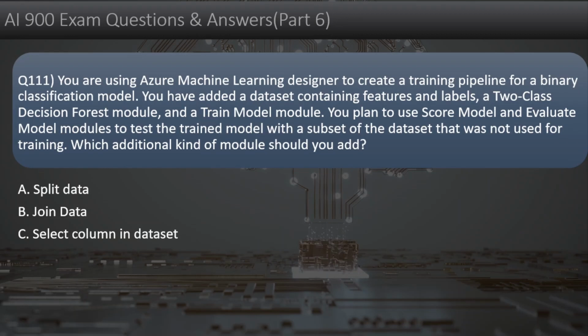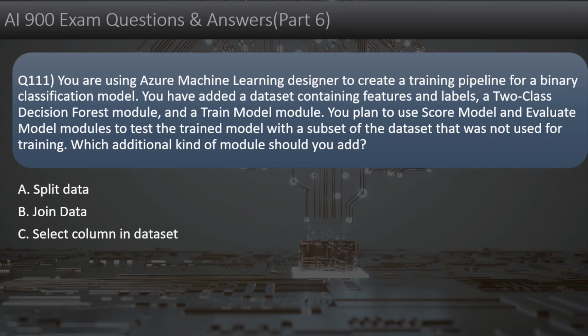You are using Azure Machine Learning Designer to create a training pipeline for a binary classification model. You have added a data set containing features and labels, a two-class decision forest module, and a train model module. You plan to use score model and evaluate model modules to test the trained model with a subset of the data set that was not used for training. Which additional kind of module should you use or add?